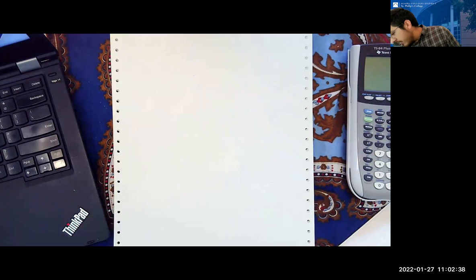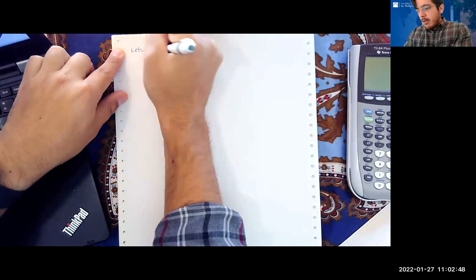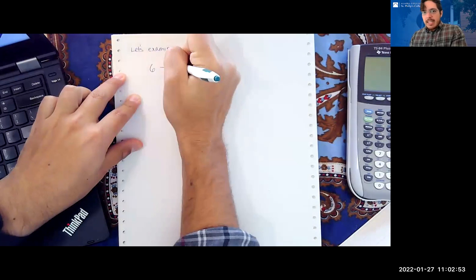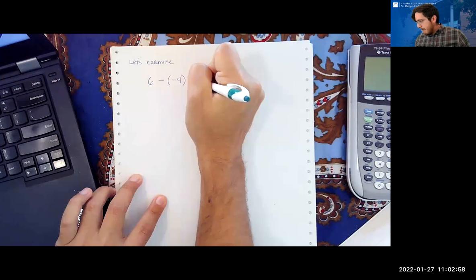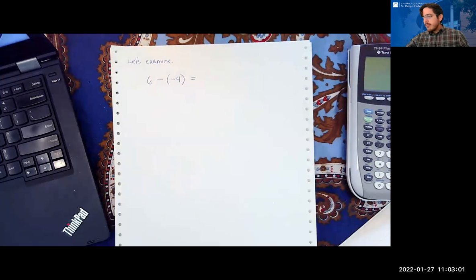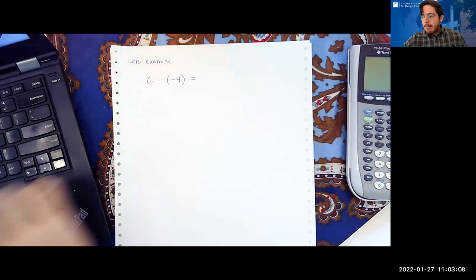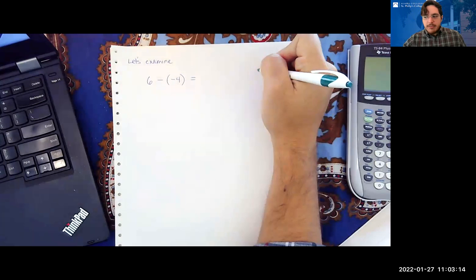So let's look at another problem that's really similar, because I think that this one will be a little bit more confusing. So let's examine, how about 6 minus -4? Can anybody tell me what the answer to this subtraction problem should be? Maybe take some guesses. Does anybody know what 6 minus -4 is?